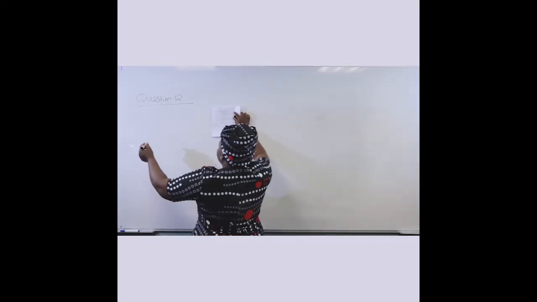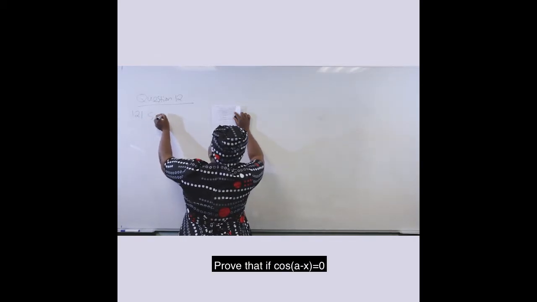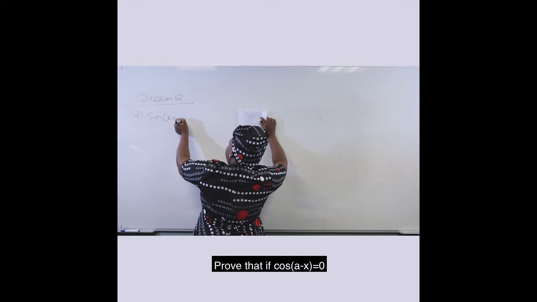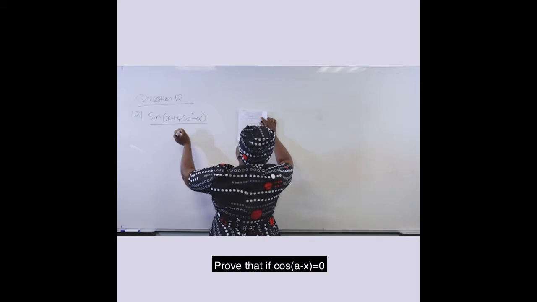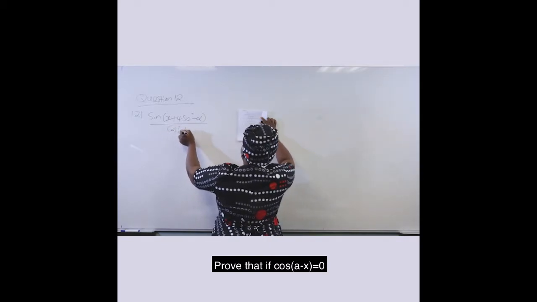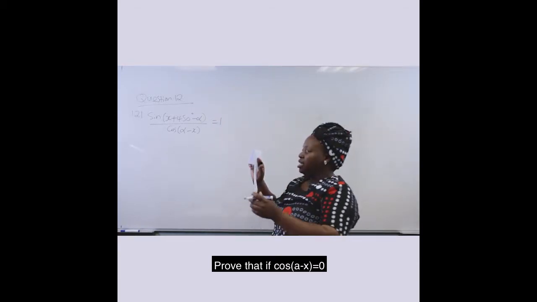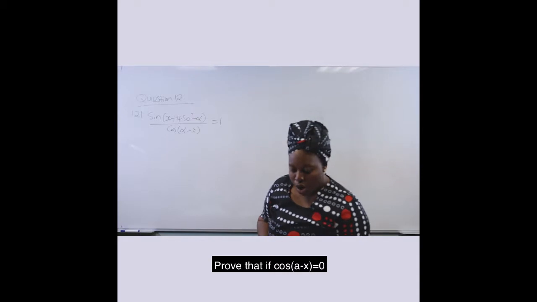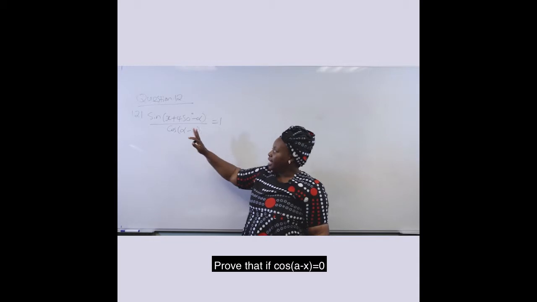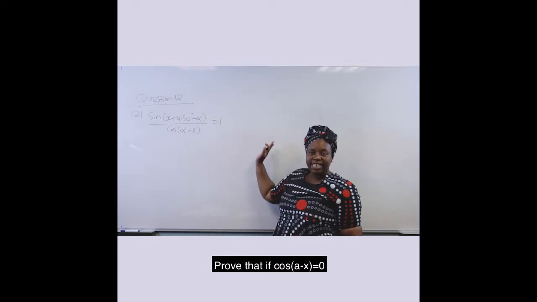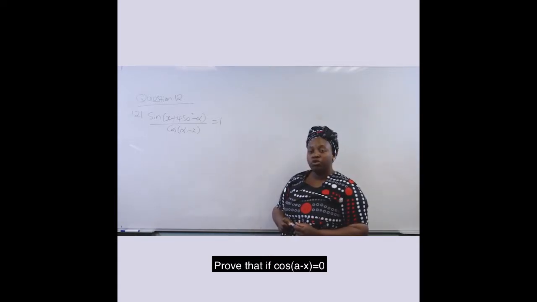So let's write the question down. This is 12.1. They said sine of x plus 450 degrees minus alpha, divided by cos of alpha minus x, equals 1. So we must prove that if the cos of alpha minus x is not equal to 0, then the left-hand side is equal to the right-hand side. In other words, this whole statement will give us 1. So you need to be a little bit creative to do that logic.